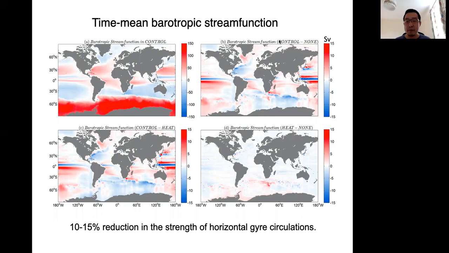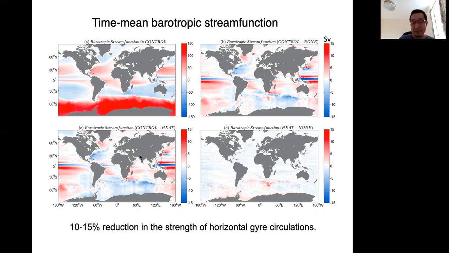If we look at the difference between control and none, we'll find where it's red in control, it's now blue, and where it's blue, now it's red. This just means after we include ocean surface currents in the bulk formulas, the horizontal gyre circulation is weakened. If we compare B and C, they're very similar.